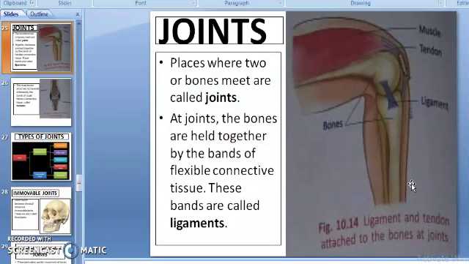Now moving on to the next topic, that is joints. See, we know now that bones are rigid organs. They support and protect various organs, store minerals, and provide a frame to keep the body supported. In school also you do exercises and play games. And for doing those exercises and playing games, you do different types of movements. For example, forward bending, movement of your arms and legs.